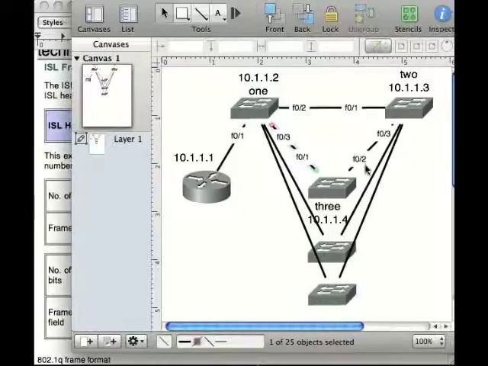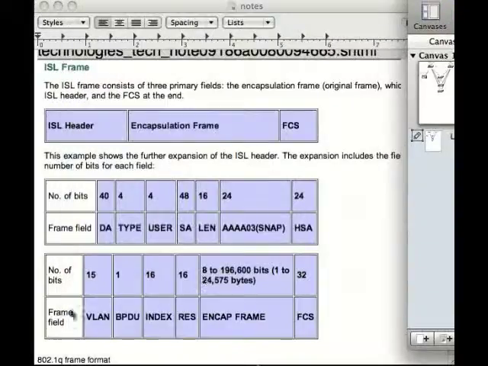And then when switch 3 receives the ISL encoded frame, it will look at the frame, see that VLAN 7 is encoded here, take the ISL header and the FCS off of the frame, and then take the frame that is encapsulated and output it onto VLAN 7, and then forward it in however way it's supposed to on VLAN 7.